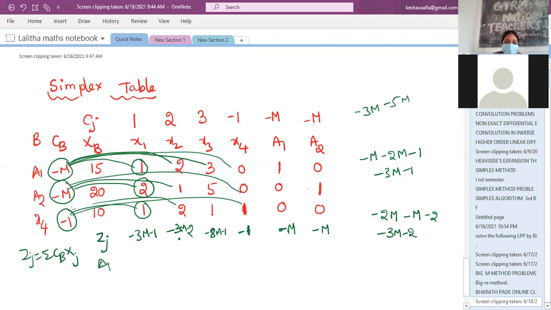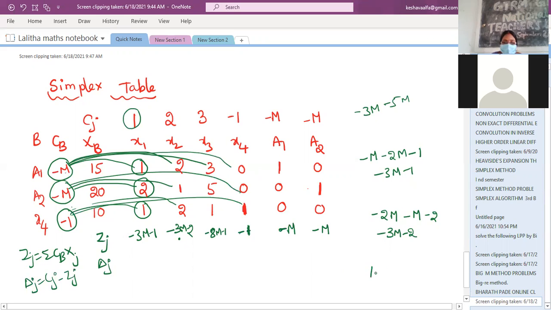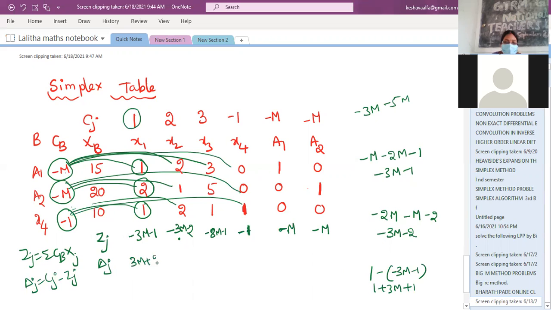Next, calculate net evaluation delta j. So delta j is equal to Cj minus Zj. So Cj value is 1. So subtract Zj from Cj. So 1 minus Zj value, which is minus 3m minus 1. So 1 plus 3m plus 1, so 3m plus 2. We get 3m plus 2.